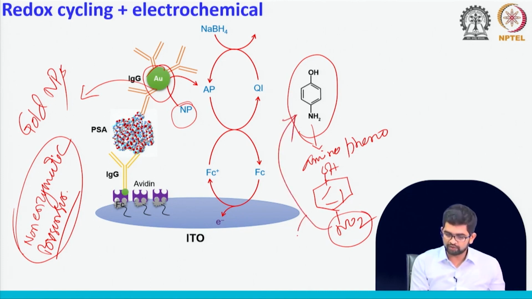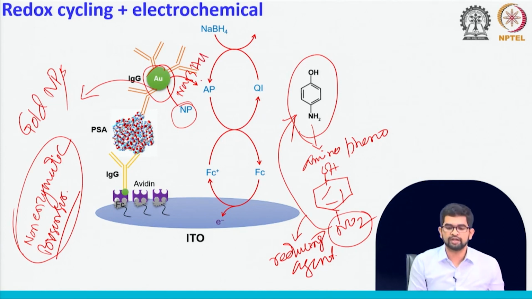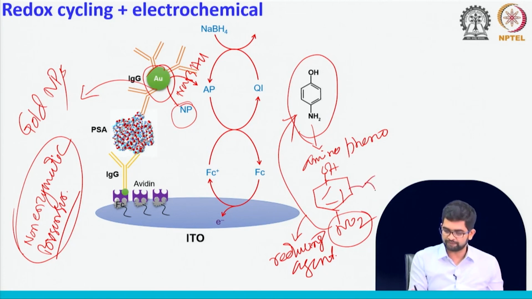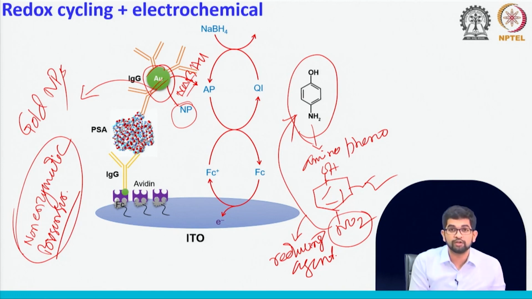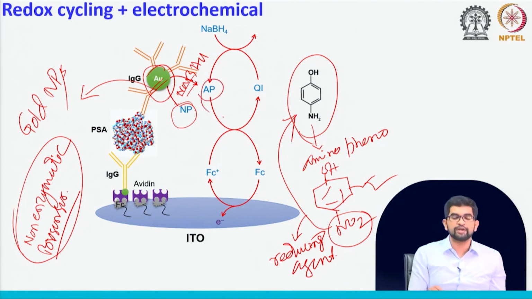So, this nitro group will be reduced to an amine group. So, we need some reducing agent. What is the reducing agent? Sodium borohydride. Basically, NaBH4 can be used as a reducing agent. This nitrophenol can be reduced to aminophenol in the presence of sodium borohydride, but we need a catalyst. This catalyst is the gold. If your sensor surface has gold nanoparticle, then only aminophenol will form, otherwise aminophenol will not form.